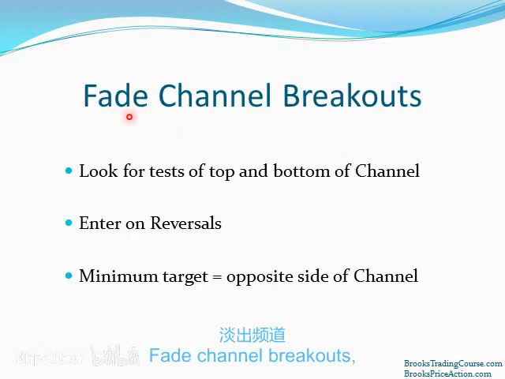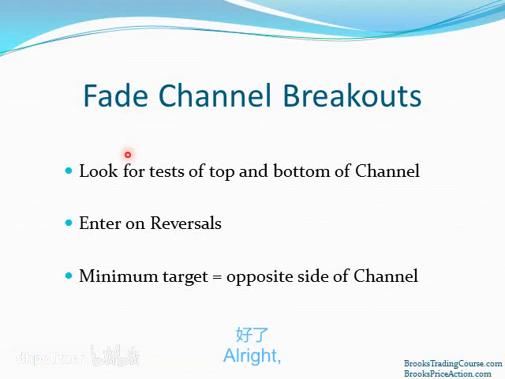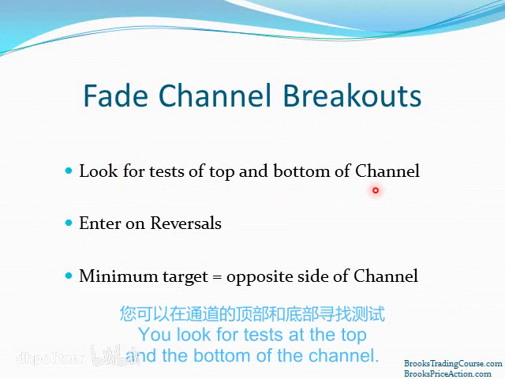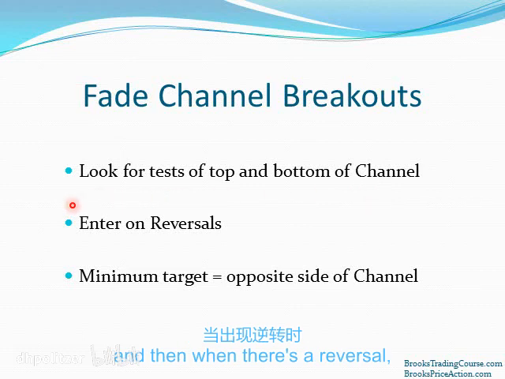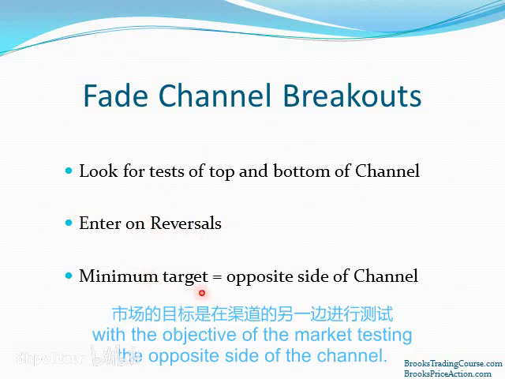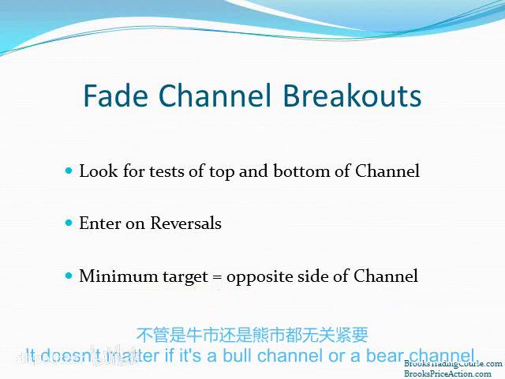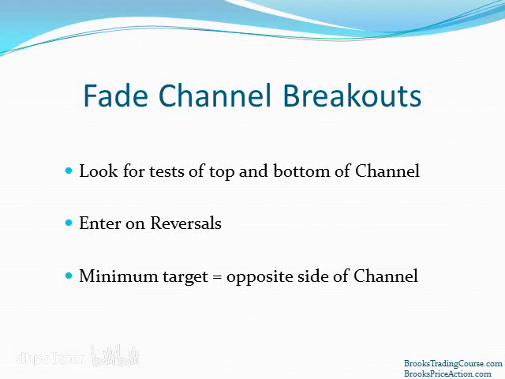Fade channel breakouts. That means look for a trade in the opposite direction. So you look for tests at the top and the bottom of the channel. You look for a breakout that fails, and then when there's a reversal, you enter on the reversal with the objective of the market testing the opposite side of the channel. It doesn't matter if it's a bull channel or a bear channel, or if it's the top or the bottom of the channel.